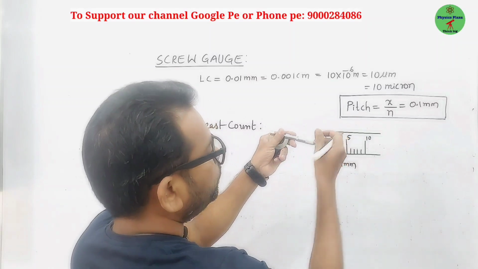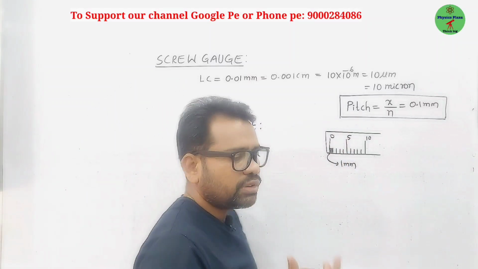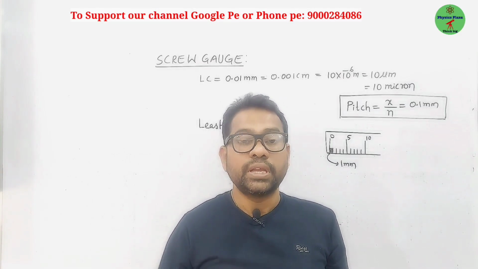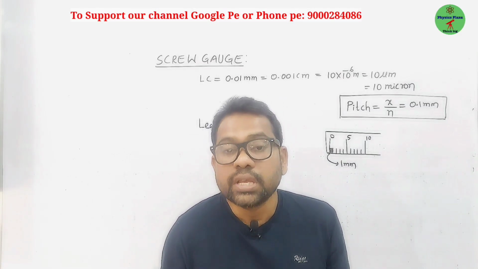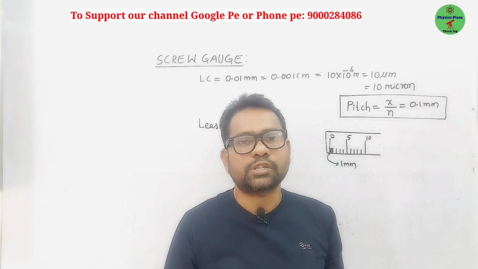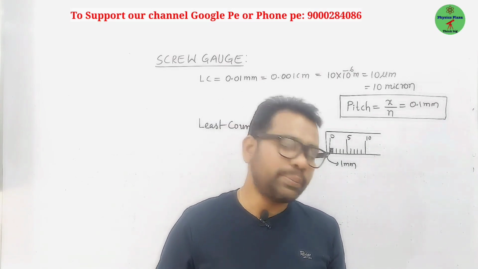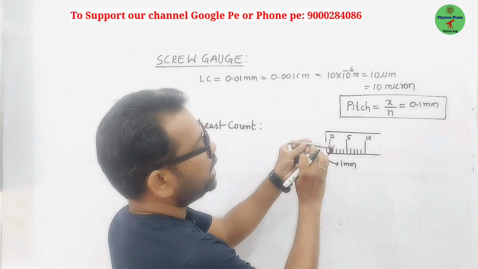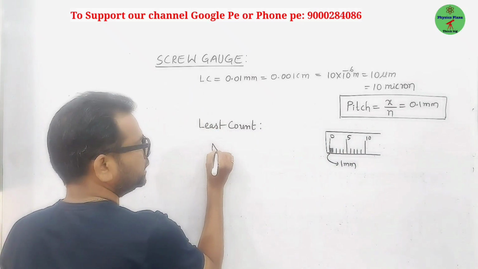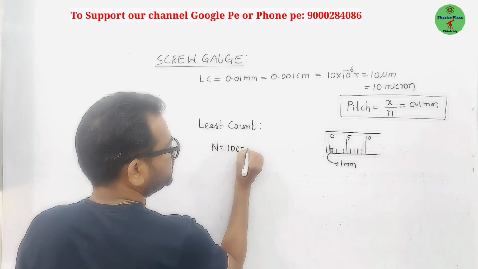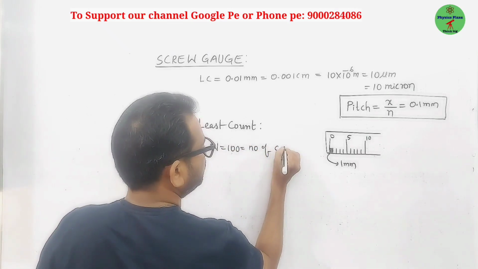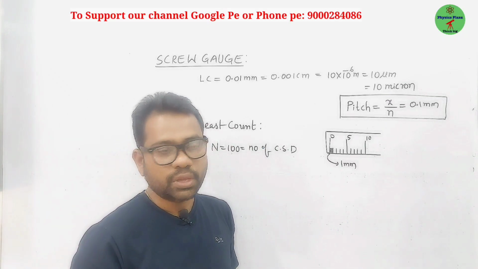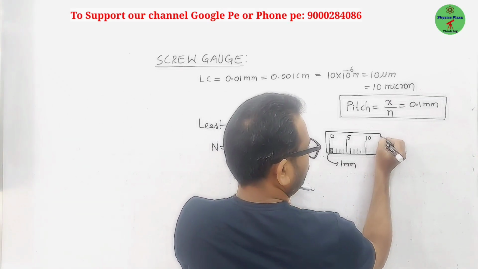How many divisions will there be on the circular scale, dear children? Some screw gauges may have 50 divisions, some may have 100 divisions, and some may have 200 divisions also. It depends. But for the screw gauge we have taken, there are 100 divisions. So here capital N is equal to 100. This is the number of circular scale divisions.